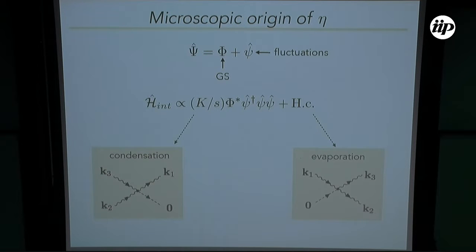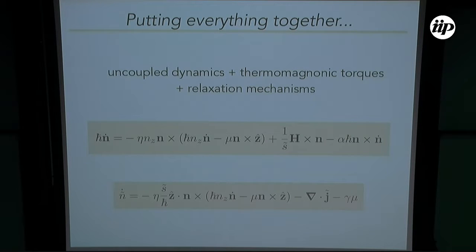So to conclude, here the interaction between coherent and incoherent spin dynamics is mediated by the easy plane anisotropy in the system. And then you can also put everything together to describe the full dynamics of the system.